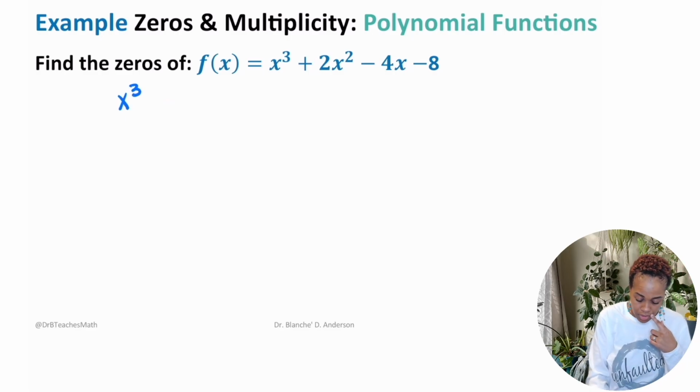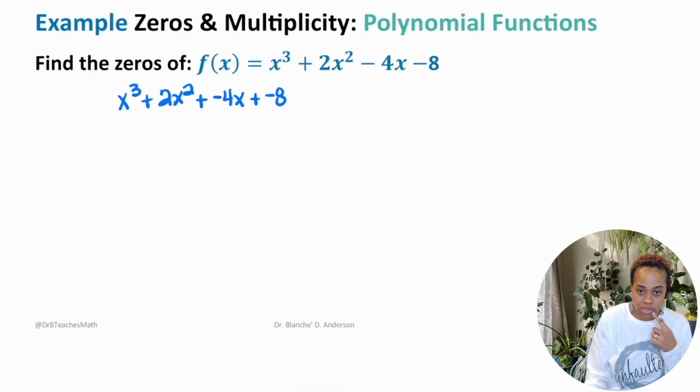X cubed plus 2x squared plus a minus 4x plus a minus 8. Y'all see that? I just moved the minuses next to the numbers and I put plus in between. Now I'm going to factor by grouping. You're like, Dr. B, what does that mean? I'm going to group these 2 together and I'm going to group those 2 together.